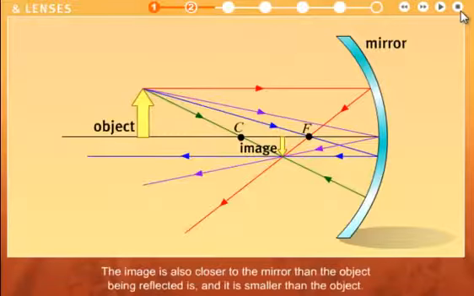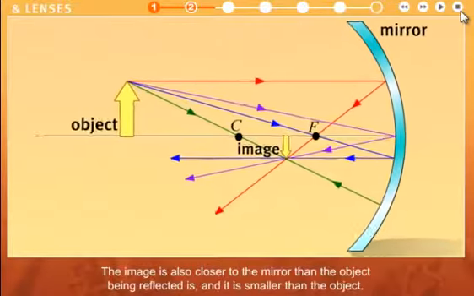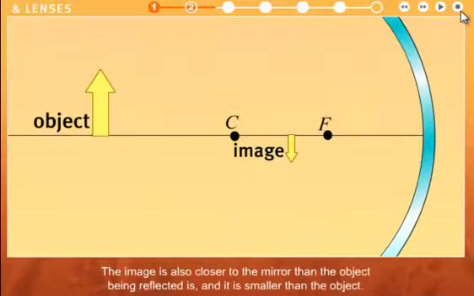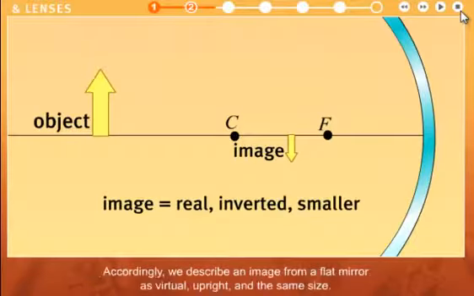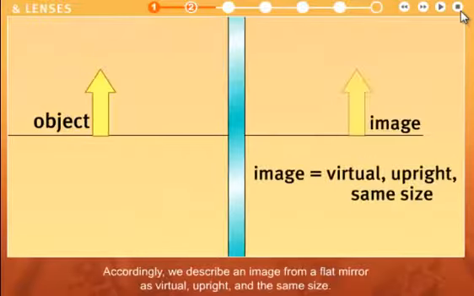The image is also closer to the mirror than the object being reflected is, and it is smaller than the object. Thus, such an image is described as real, inverted, and smaller. Accordingly, we describe an image from a flat mirror as virtual, upright, and the same size.